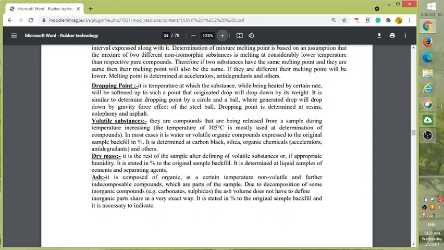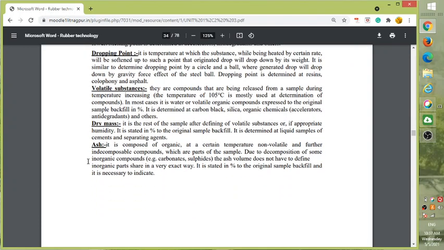It is stated as a percentage of the original sample backfill. It is determined for liquid samples of cements and separating agents. Okay, it is stated in percentage of the original sample backfill. It means how much percentage of dry mass was there in the original sample.